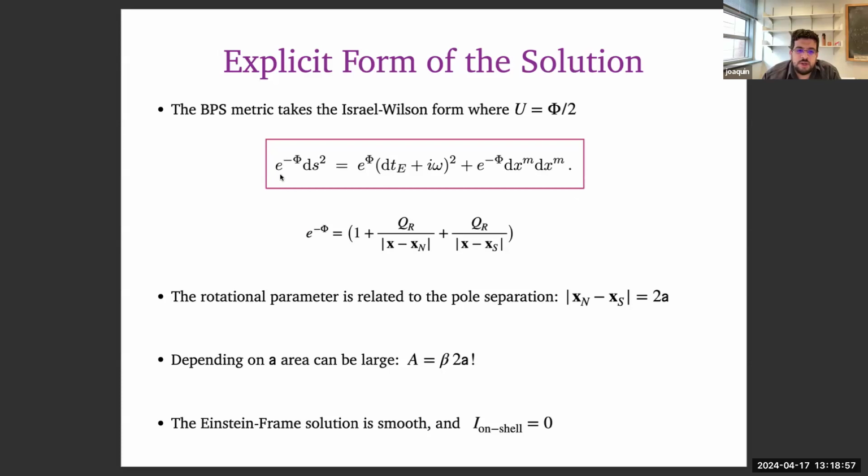This is the expression. Here I multiply the metric by e to the minus 5 because this is the metric in Einstein frame. That's the one that you should compare with the result I quoted before on Israel-Wilson metrics. In particular, this emblackening factor u is proportional to the dilaton and takes this form. And in this case, this e to the minus u, or the dilaton, is given by this harmonic function, where again we have two poles. The rotational parameter is again related to the separation between the poles, and the area is proportional to the separation between the poles. So these are things you can check from this geometry. I'm obviously not gonna do it.